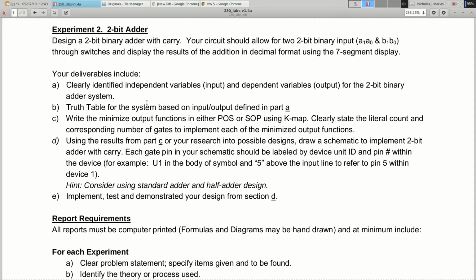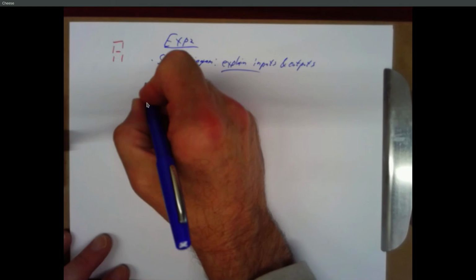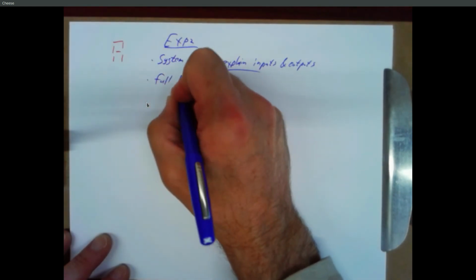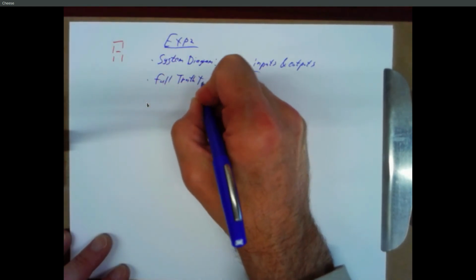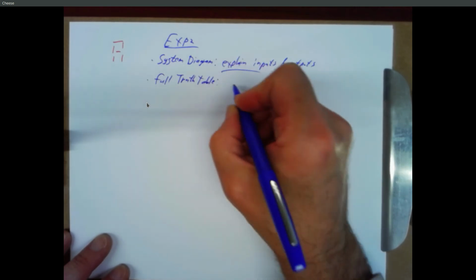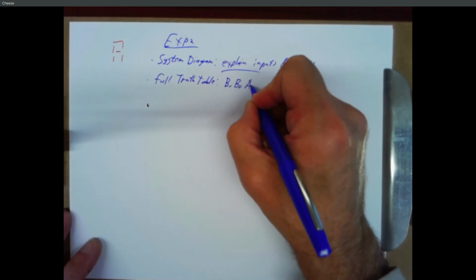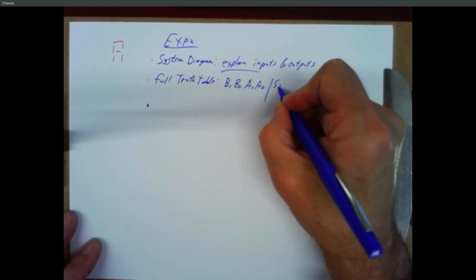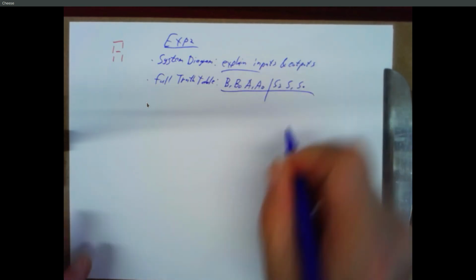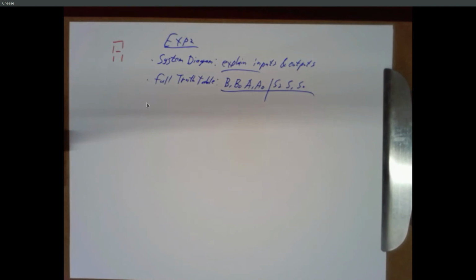Okay, truth table for the system based on the inputs and outputs defined in part A. So this is a full truth table. Four inputs, 3 outputs, the same names you used in your system diagram.